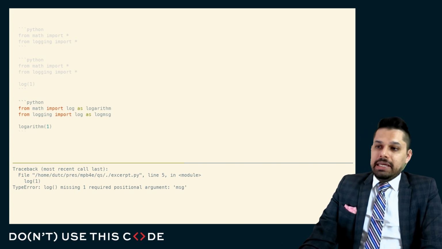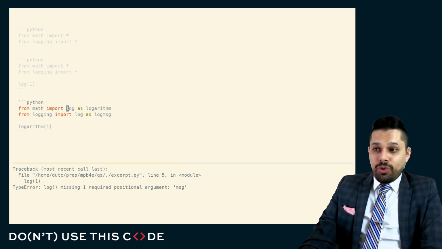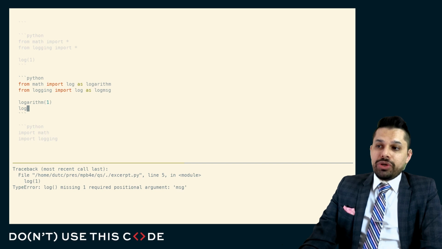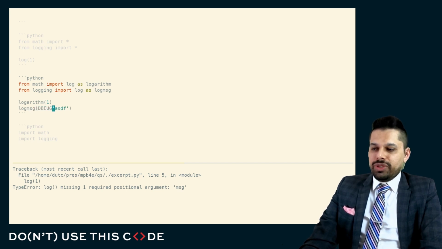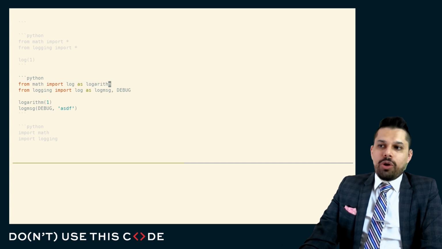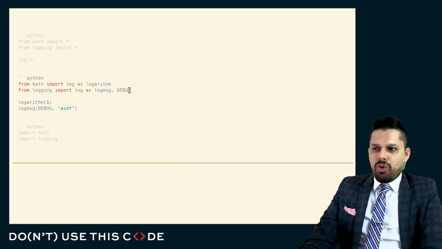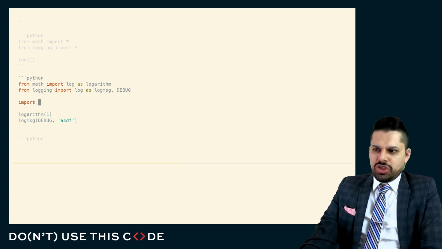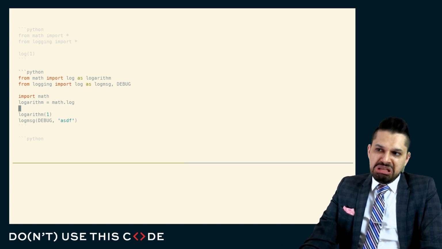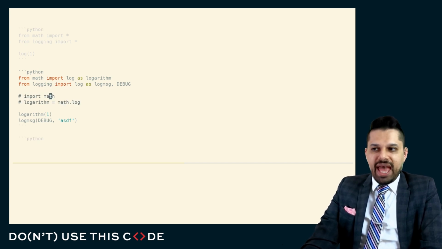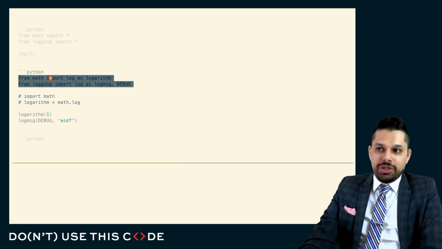One alternative to either of those is maybe an alias import on the name itself. So this is another way we could distinguish between them. Here, you can see we can import math.log as logarithm or logging.log as log message. And this is basically just doing this: import math, logarithm equals math.log. And similarly, we can rename these things to eliminate that potential ambiguity in our code.